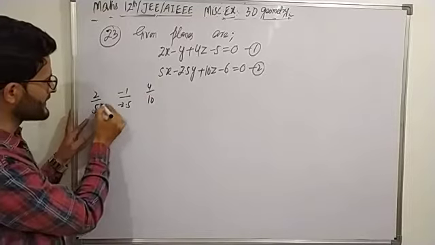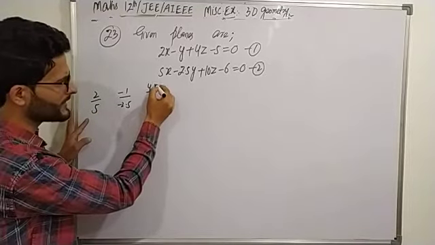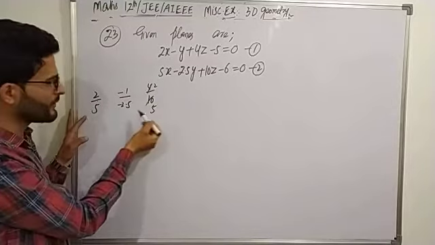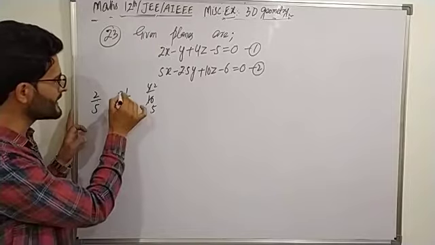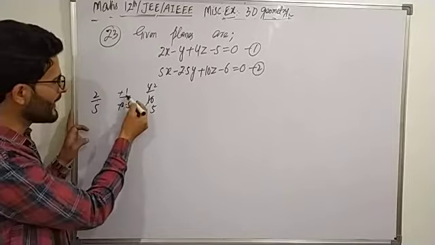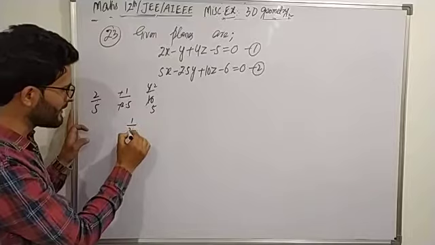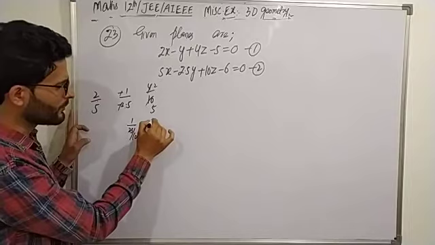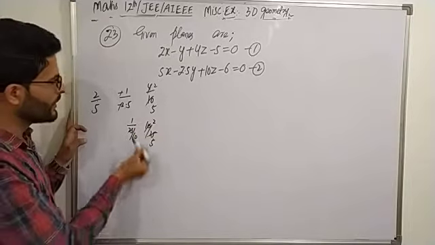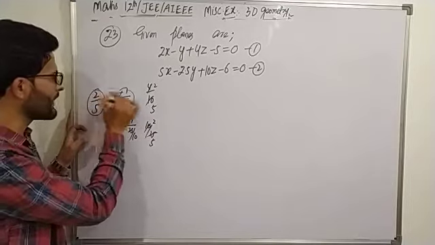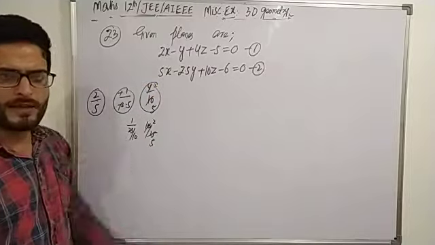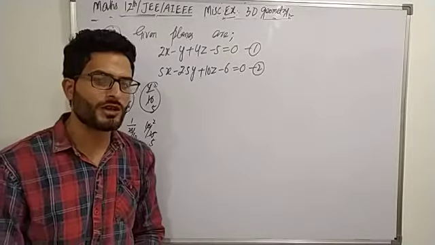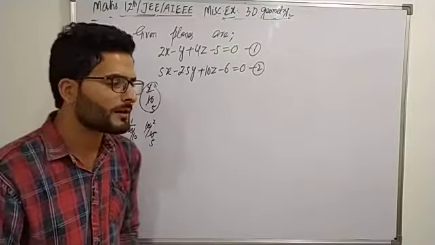Leave 2 divided by 5 as it is. In 4 over 10 we can do 2 2s are 4, 2 5s are 10. So this is also 2/5. Will this be equal to 2/5? Obviously minus and minus will cancel out. 1 divided by 2.5, that is 1 divided by 25/10, which is 10 divided by 25. So 5 2s are 10, 5 5s are 25. So this is also 2 divided by 5, this also 2 divided by 5. Means the direction numbers of planes first and second are proportional, and if they are proportional, the planes must be parallel.